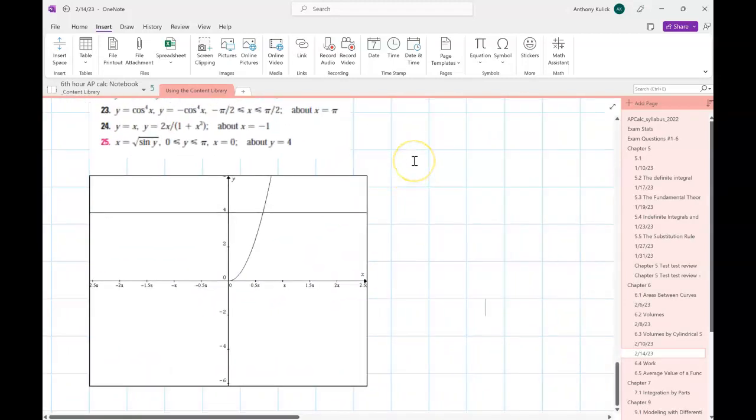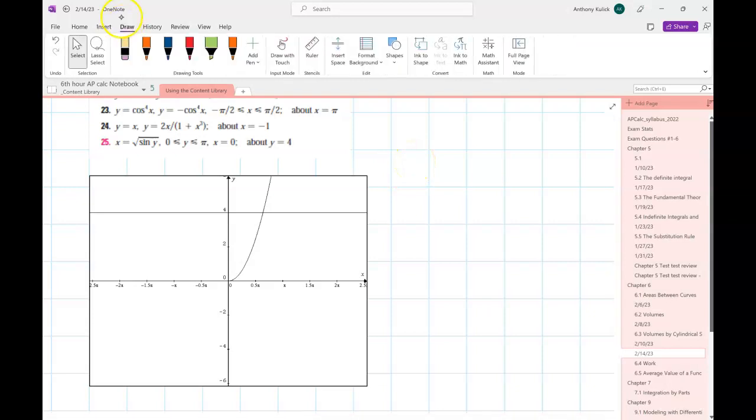All right. So we have the region between here as our region, and we're rotating that way. So again, we want to do a dy, right? And it should be easy to see that's going to be from 0 to 4.